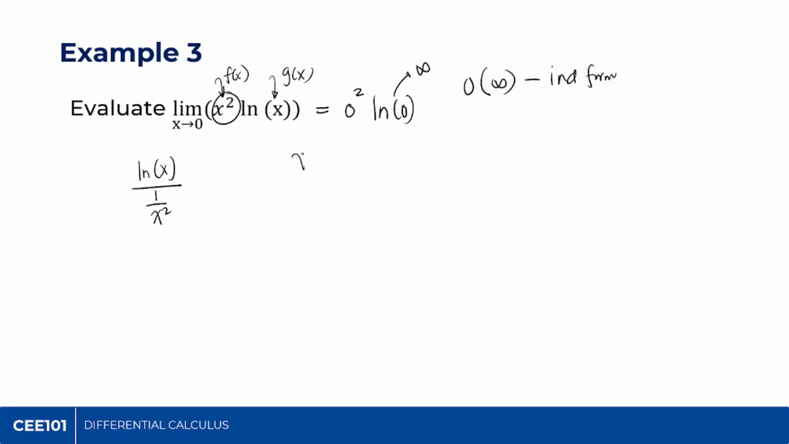Kapag ilagay kasi natin yung ln of x sa denominator, we don't have a direct derivative for this one. Pero meron tayong direct derivative for ln of x. So mahirap 'yan. So for this case, yung x squared yung ilalagay natin sa denominator. Okay? So you would get here, kasi yung derivative ng ln of x, we know that that is 1 over x. Ang derivative ng 1 over x squared is negative 2 over x cubed. Tama ba? Yes, sir. Okay.